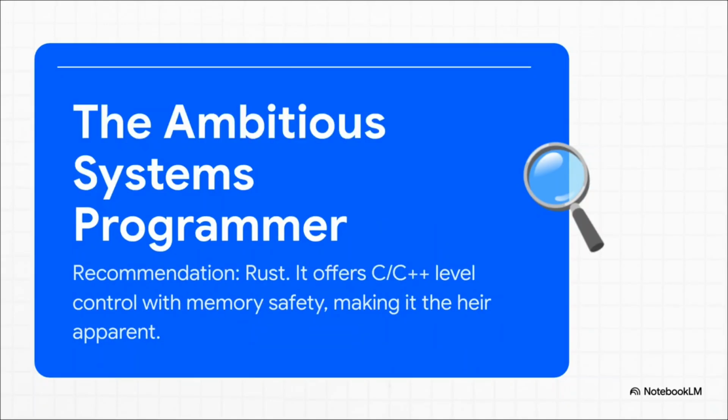And finally, if you're a systems programmer, if you come from the world of C or C++ and you love being close to the hardware, the choice is just, it's not even a choice. Learn Rust. It gives you all the low-level control you're used to, but it just wipes out entire categories of bugs before you even compile. It is, without a doubt, the heir apparent for all new systems programming, period.